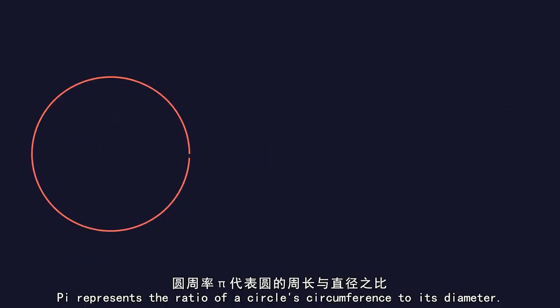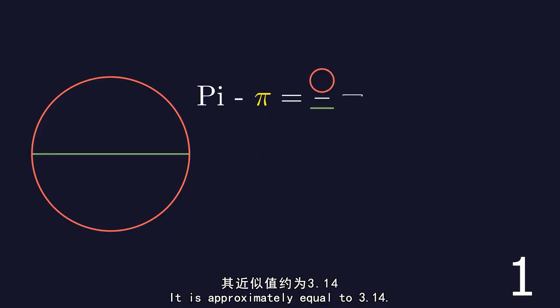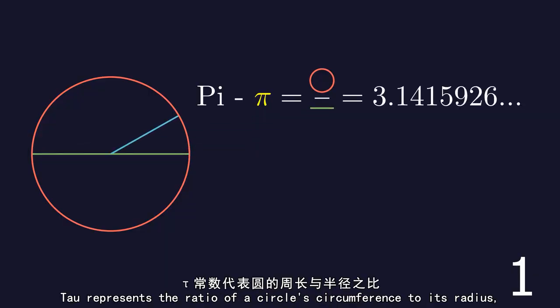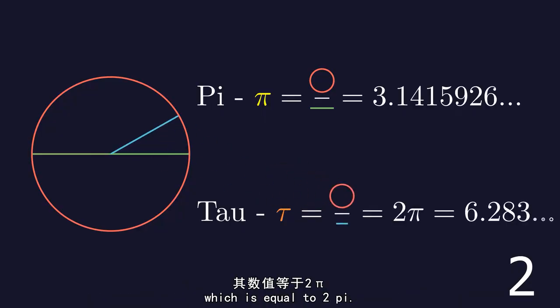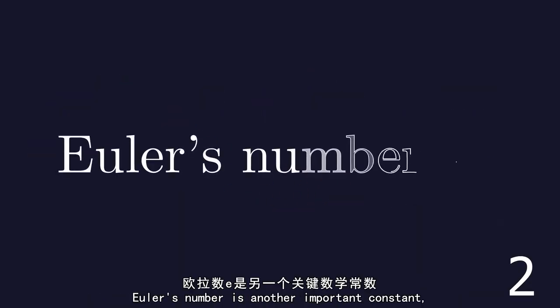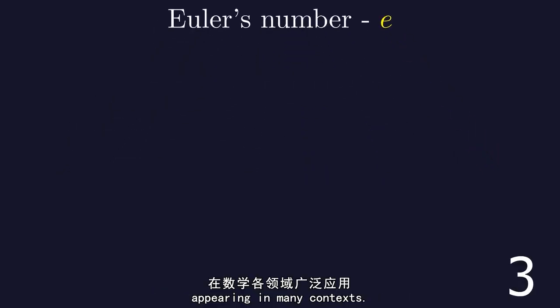Pi represents the ratio of a circle's circumference to its diameter. It is approximately equal to 3.14. Tau represents the ratio of a circle's circumference to its radius, which is equal to 2 pi. Euler's number is another important constant, appearing in many contexts.